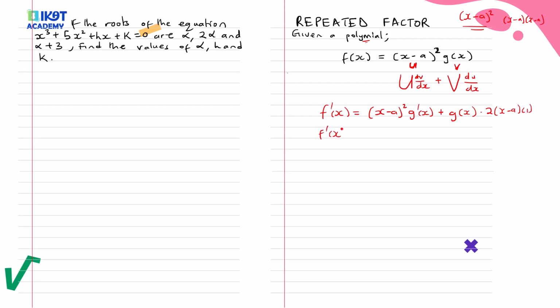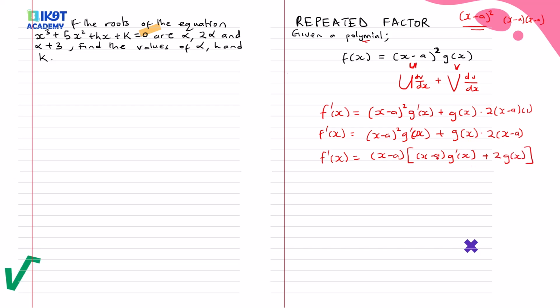So the derivative of this function f is going to be (x - a)² g(x) plus g(x) times 2(x - a). So we are going to factorize out x - a. So f'(x) is equal to (x - a) times (x - a) g'(x), where this is the derivative of g, plus the 2 brought in front. Okay, so now we have this.